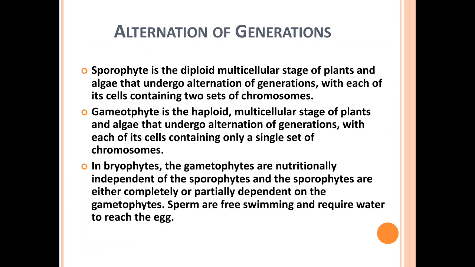Sporophyte is the diploid multicellular stage of plants and algae that undergo alternation of generations, with each of its cells containing two sets of chromosomes. Gametophyte is the haploid multicellular stage of plants and algae that undergo alternation of generations, with each of its cells containing only a single set of chromosomes.